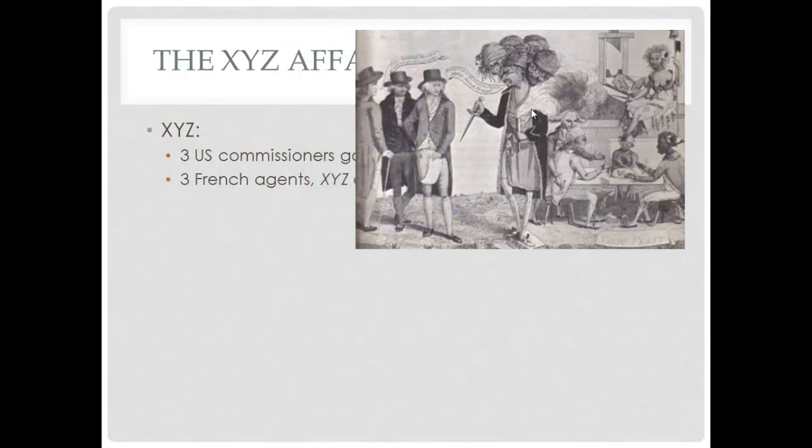But anyway, the guy wants $250,000. The U.S. absolutely refuses to pay. The commissioners come back home, and John Marshall is seen as a hero. The U.S., as a result, now this is under President John Adams, begins to prepare for war with France.